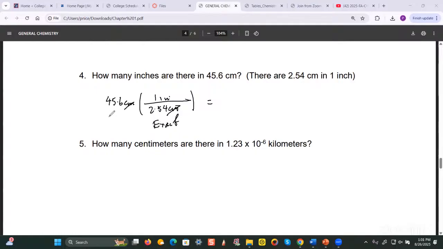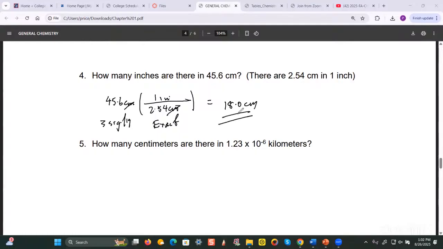And how many sig figs do we have here? 3. Exactly. So whatever answer you get here, you have to round to 3 sig figs, right? So 45.6 divided by 2.54, and what I got is 17.9527559. So how do we round that off to 3 sig figs? 18.0 is indeed correct. Very good. That's how you do it.